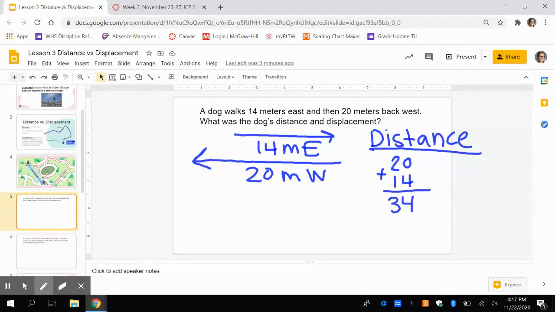And we can't forget our label, our units. It says he walked in meters, so it's going to be 34 meters for our distance. That's our total amount that he walked.